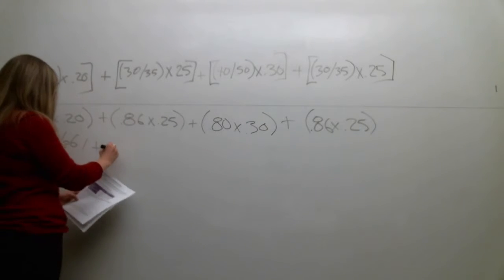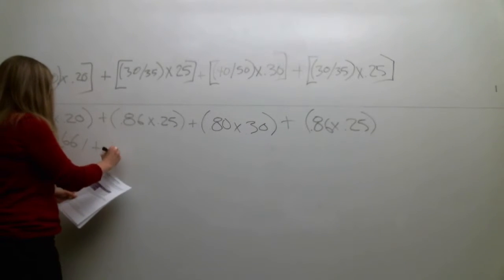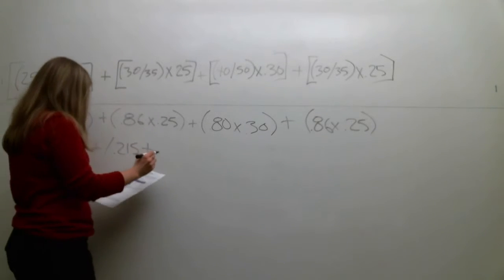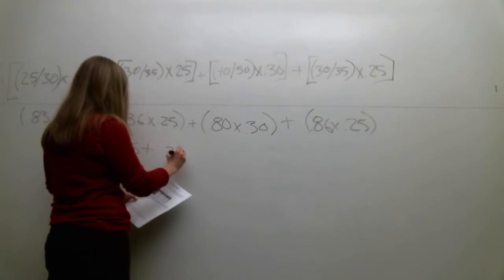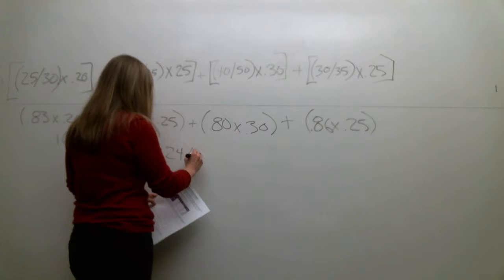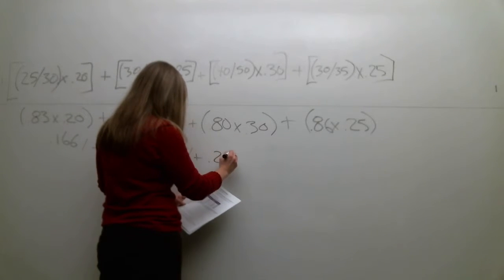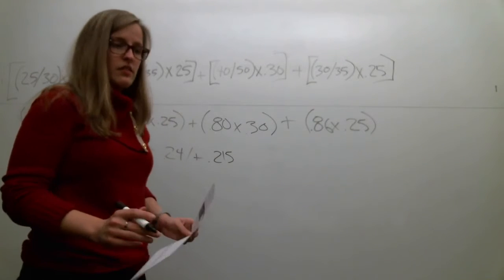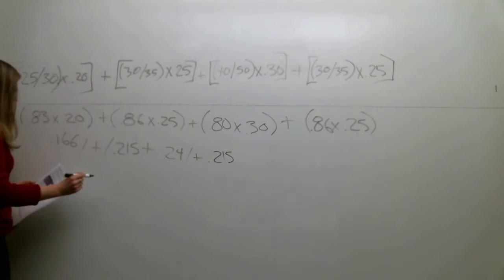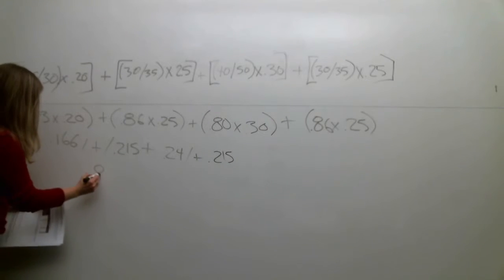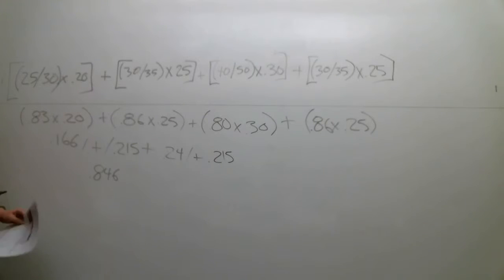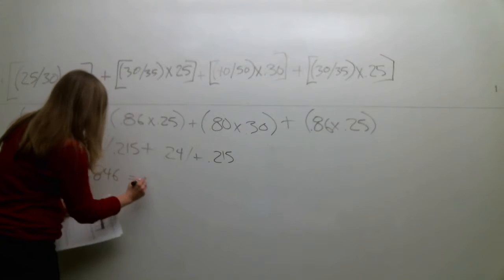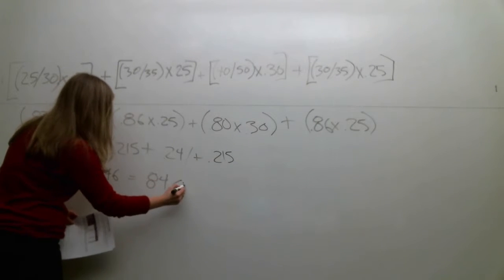So 0.166, 0.215, 0.24, and 0.215. As you can see, I'm going to go ahead and add these together. And when I do, I'm going to end up with a decimal, 0.846. Or, if you would rather, because it's percentages, it's going to be 84.6% of my final grade.